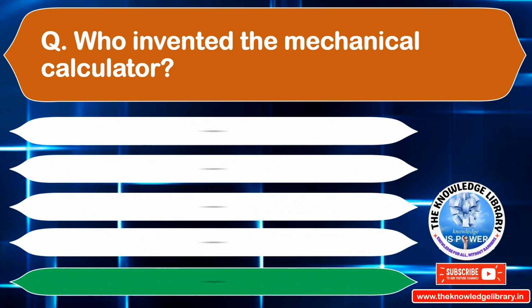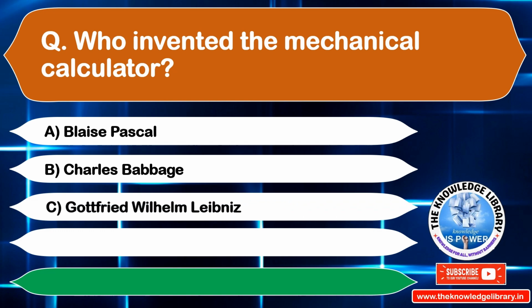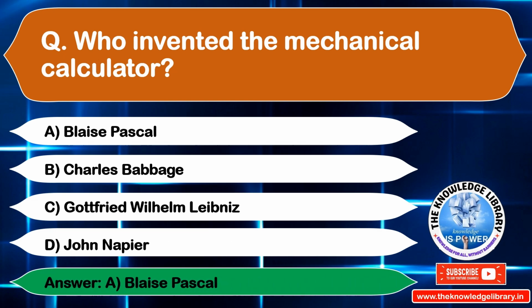Who invented the mechanical calculator? Option A. Blaise Pascal. Option B. Charles Babbage. Option C. Gottfried Wilhelm Leibniz. Option D. John Napier. The correct answer is option A. Blaise Pascal. Move to the next question.